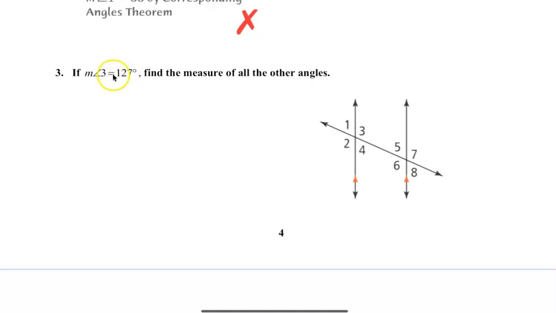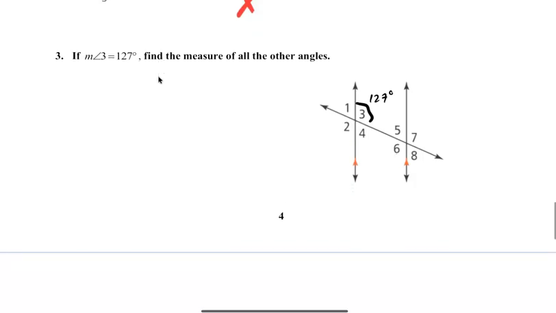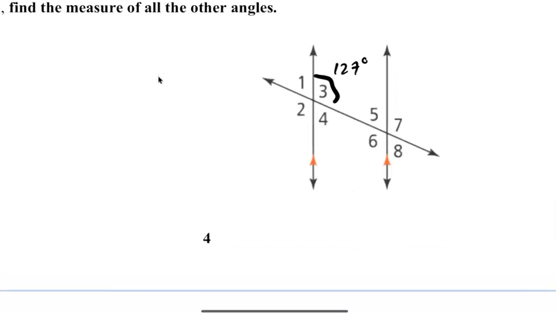This one, they tell us the measure of angle 3 is 127. So that's this guy. They want us to find all the rest of the angles. We kind of did one like this earlier, right? So first, I would hit all the easy ones. This one and this one are vertical angles. And then from here, I like to do corresponding. So angle 3 corresponds to angle 7. You could either do corresponding with these two, or you could do vertical angles with these two. Or you could have done all interior with these two. Either way, it all works.